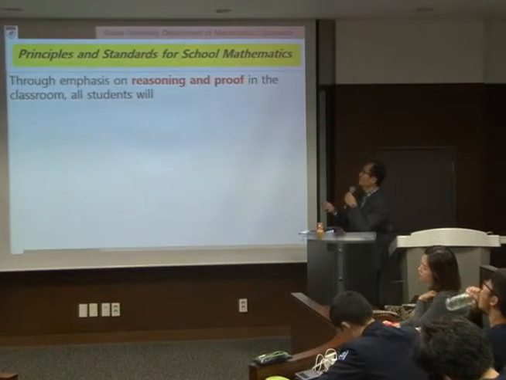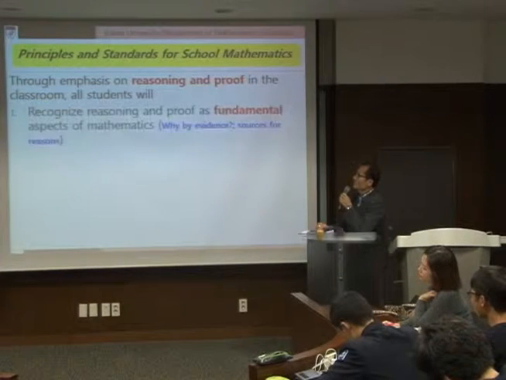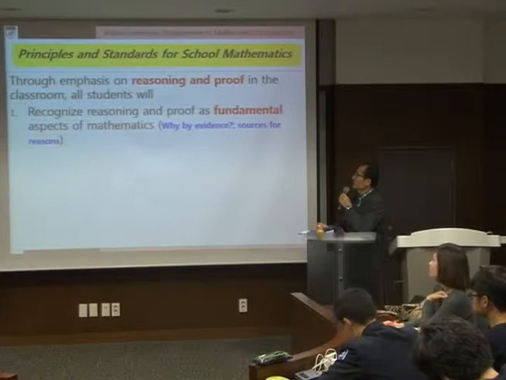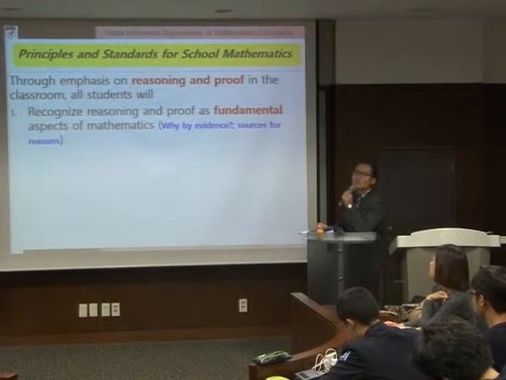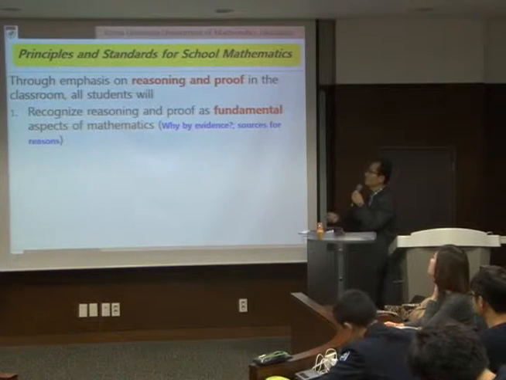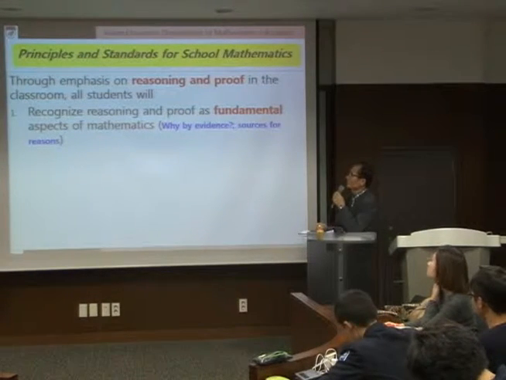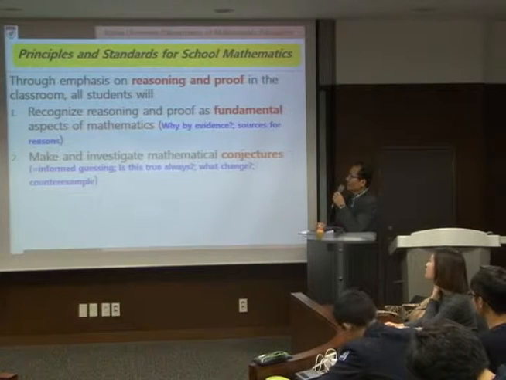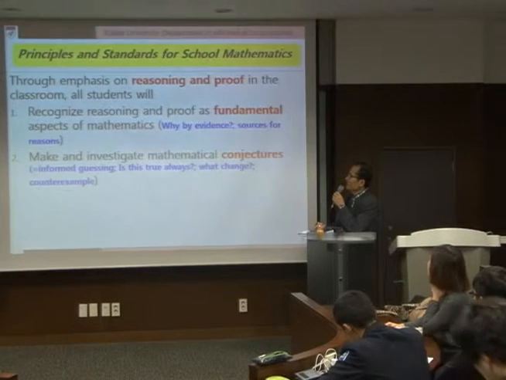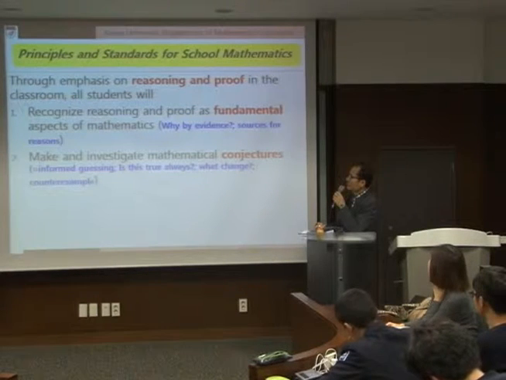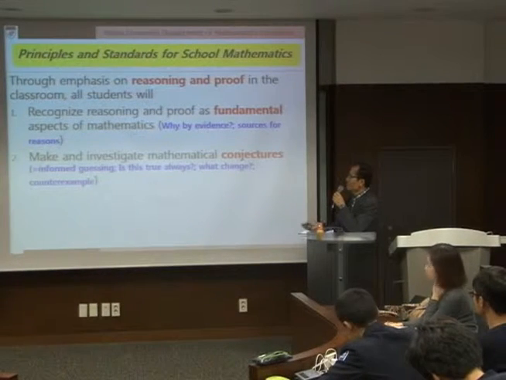Through emphasis on reasoning and proof in the classroom, all students will recognize reasoning and proof as fundamental aspects of mathematics. Basically, in this category, you may ask, why? By evidence, a little bit informally, and sources for reasons. You may ask students this kind of question in order to check student understanding of fundamental aspects of mathematics. And a second category may be can investigate mathematical conjectures.